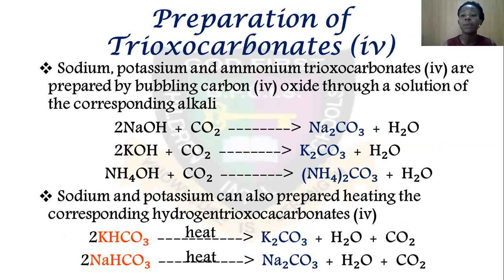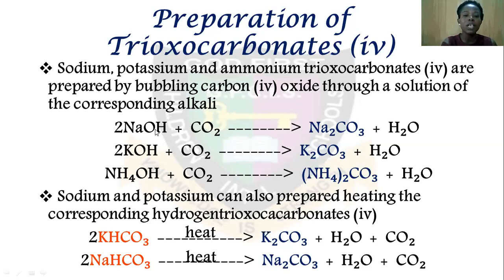Carbonate 4 can be prepared in several ways. For example, sodium, potassium, and ammonium carbonate 4 are prepared by bubbling carbon 4 oxide through a solution of the corresponding alkali. Why are these 3 exempted from others? Because they are soluble in water. So they are prepared when you bubble carbon dioxide through their alkali. So you have the product there.